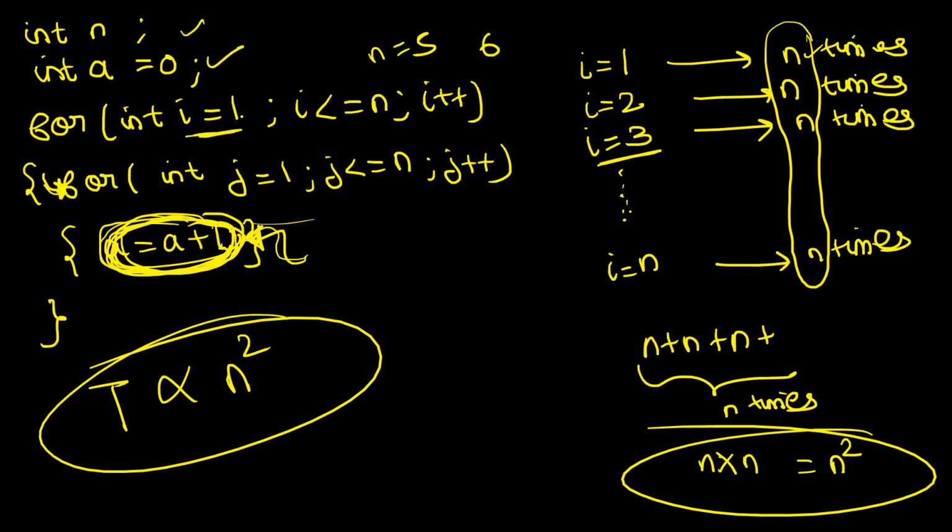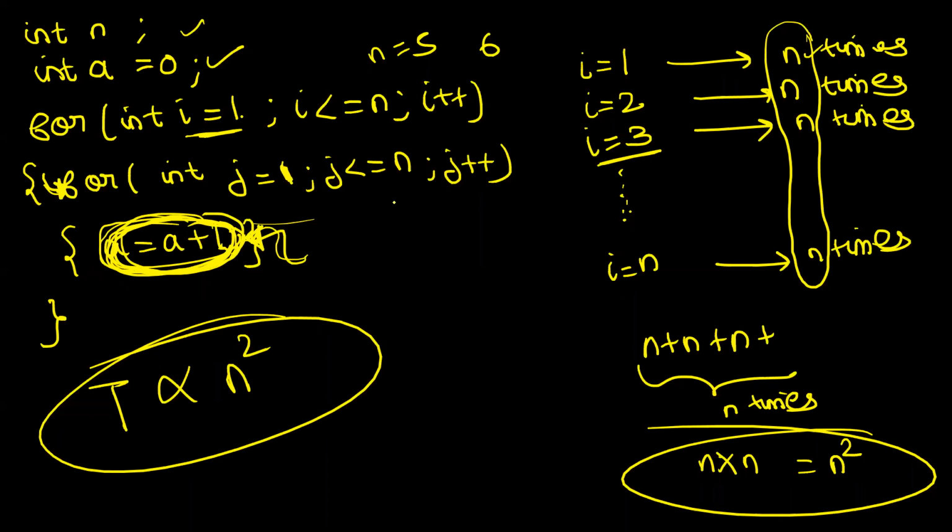This is n. This is n. j equal to 1, j less than equal to n. Is this making sense, guys? How do I calculate the number of times the inner loop runs? Yes, correct. If you use 3 nested loops, it will be n cube, right?